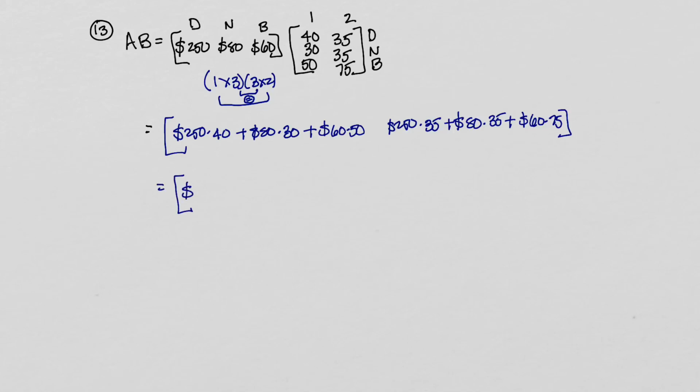Now it's dollars because this is going to give us the total number of dollars sold in each store: 15,400, and then the second one is 16,050. So store 1 sold $15,400 worth of these products, right? Dressers, nightstands, and bookcases. And store 2 sold $16,050 worth of those products.